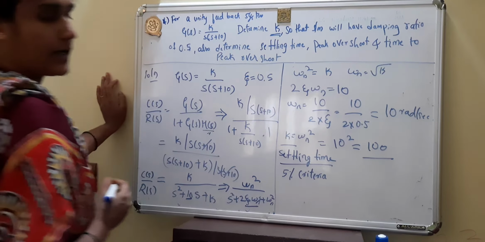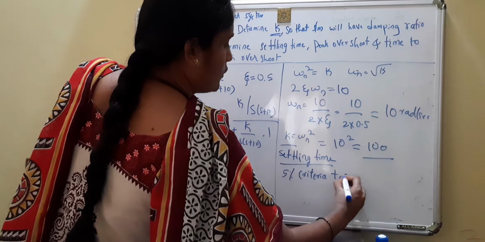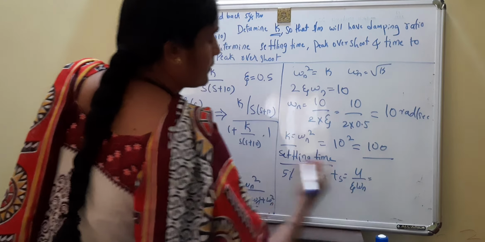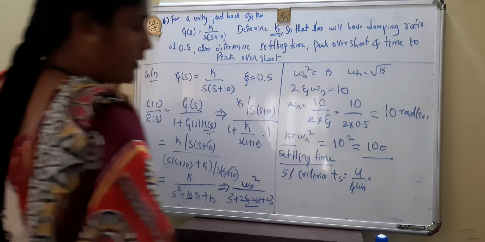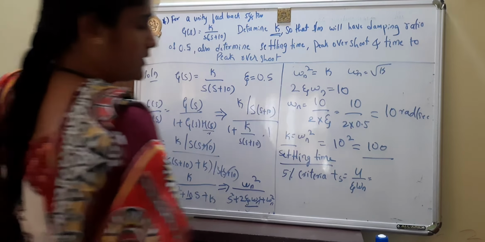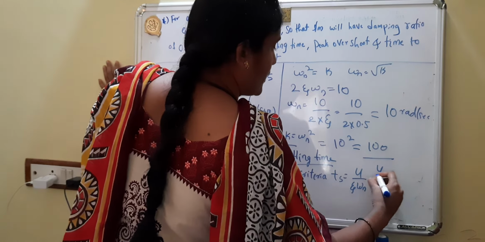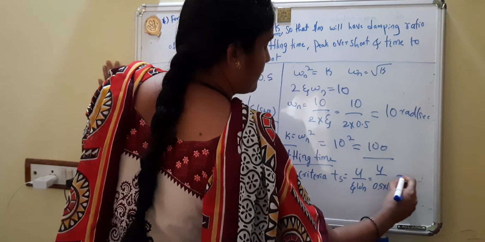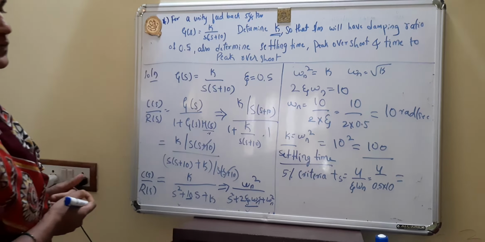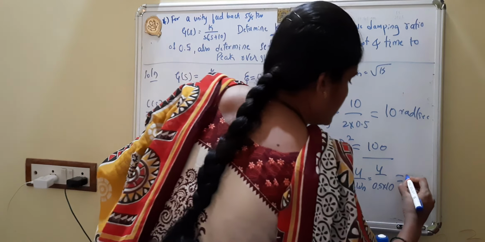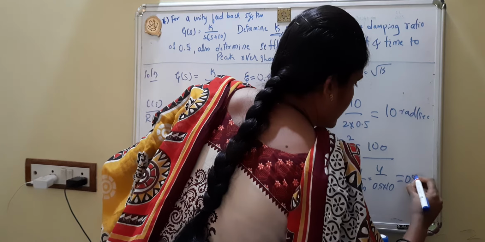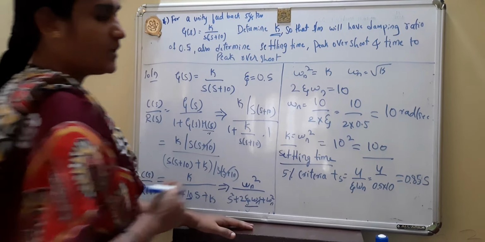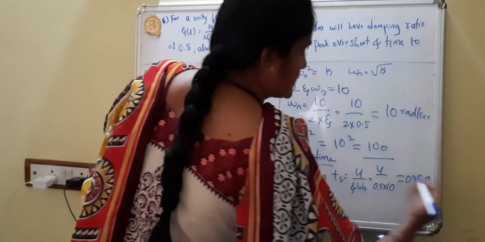For 5% criteria, the settling time Ts is equal to 4 divided by zeta omega n. 4 divided by zeta omega n, where zeta we already know, into 10. After simplifying this one, we will have 0.85 seconds. Ts, settling time, is expressed in terms of seconds.